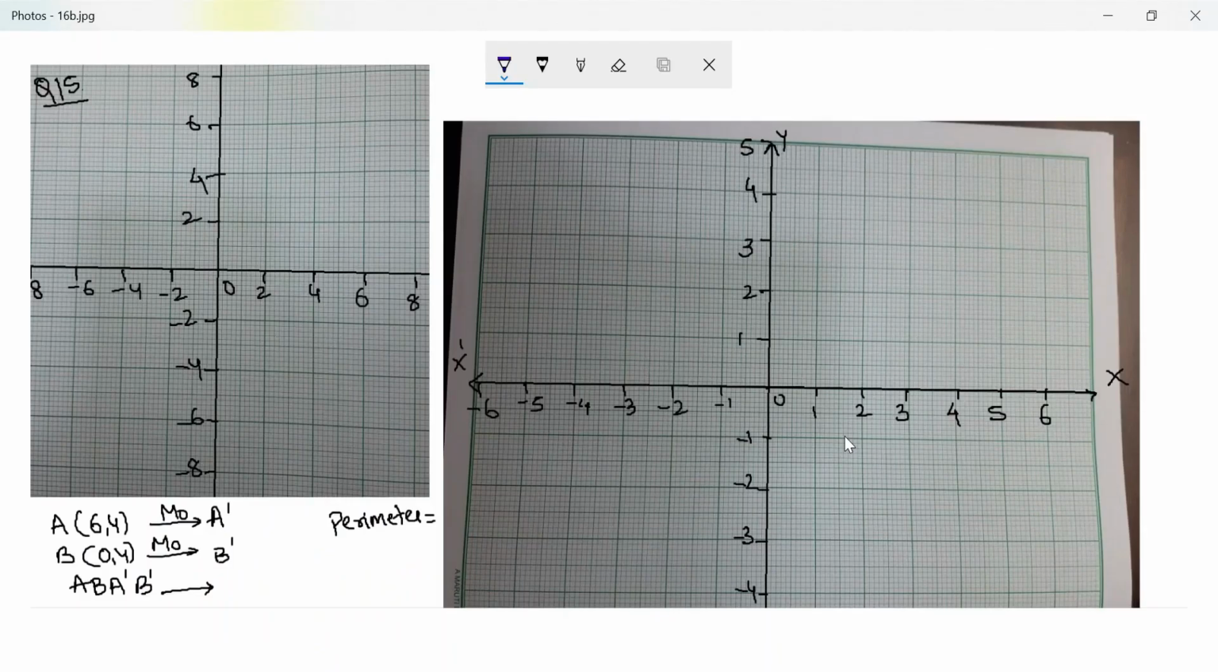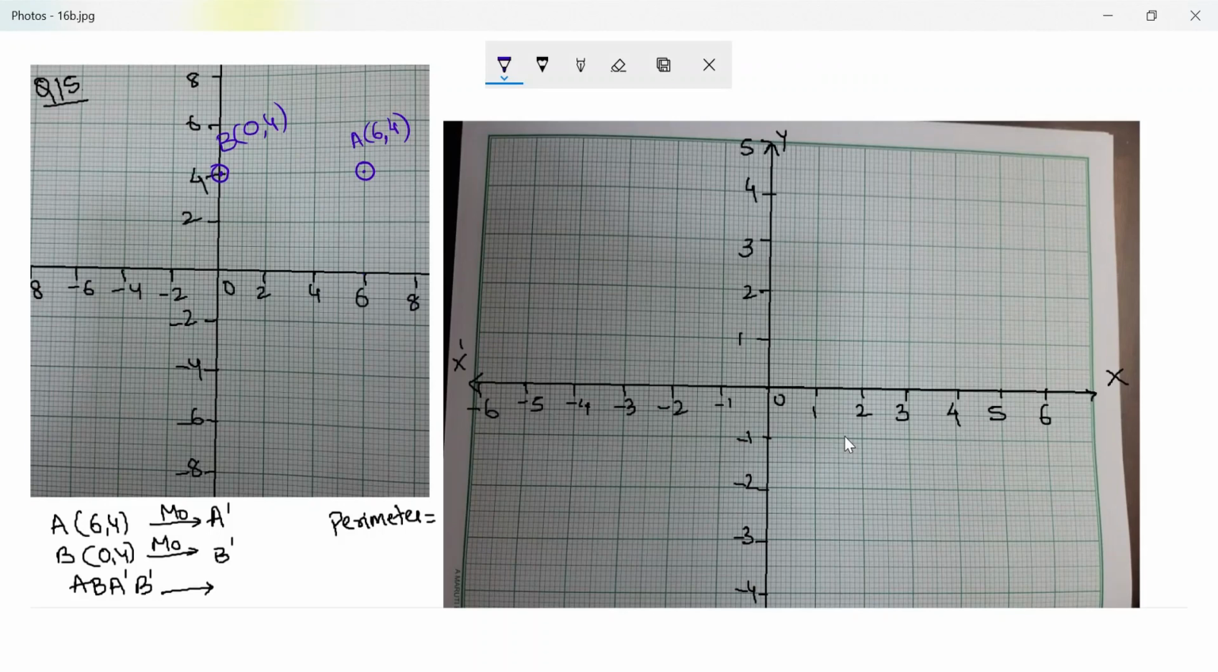Next, question number 15. Using a graph paper, plot point A(6, 4). So let's look at this graph, 6 and 4. That's my point A(6, 4). Next, plot point B, which is (0, 4). So this is (0, 4), which is B.